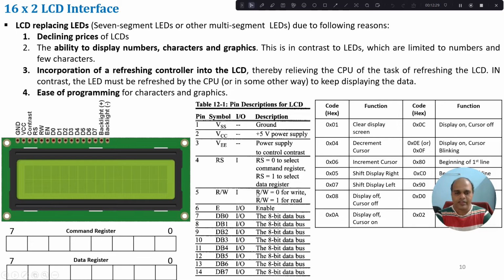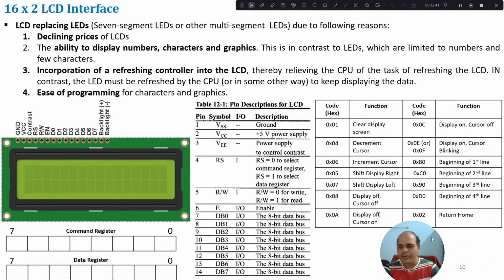Next, what we are going to discuss is, as I said, the CPU is going to send commands as well as data. So what should be the format of command and what should be the format of data? For knowing that, we try to understand here. So this is the format of command. We know D0 to D7, it's an 8-bit command coming from your CPU. So here if I send 0x01, this is a hexadecimal value, 0x represents hexadecimal value. Which means if this command comes, then it is nothing but clearing the display screen.